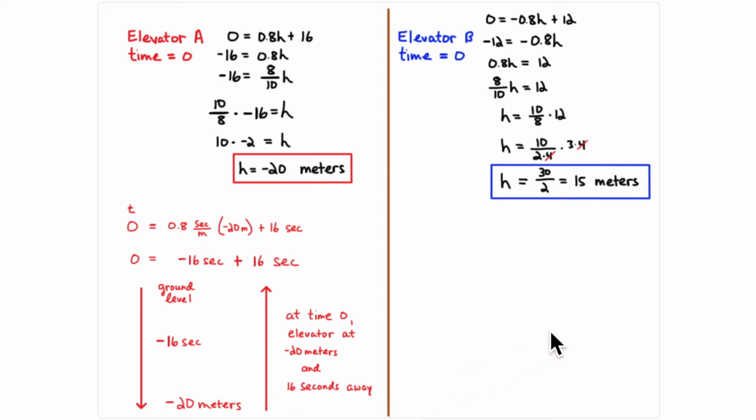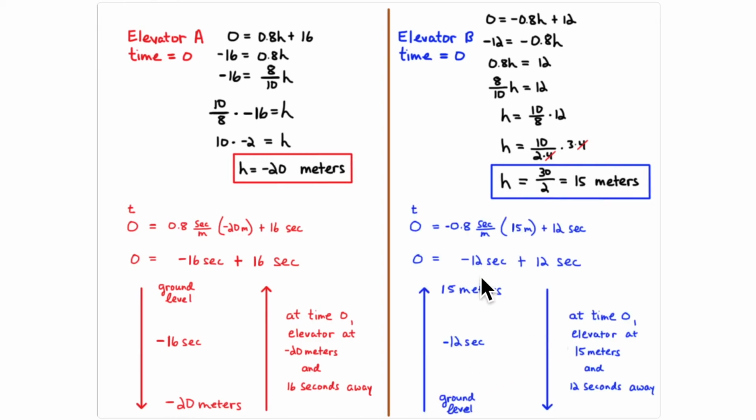Similar case for elevator B. Elevator B is at ground level at some time before you show up. Well, it has to go backwards in time. If you think about it backwards in time, it's 15 meters. It's going to go backwards in time to ground level. That's going to take this 12 seconds. That's a negative 12 seconds. It's time before you show up at the elevators.